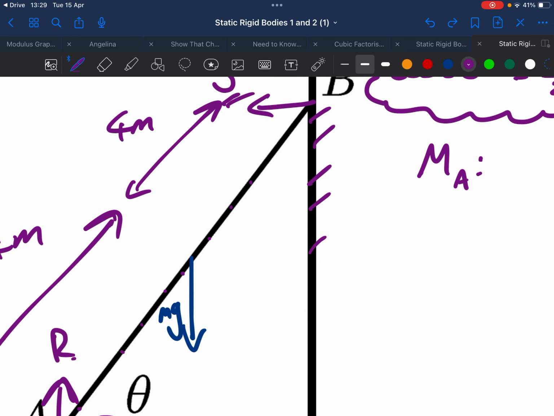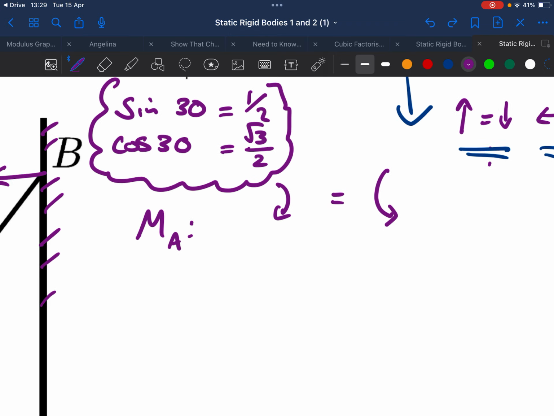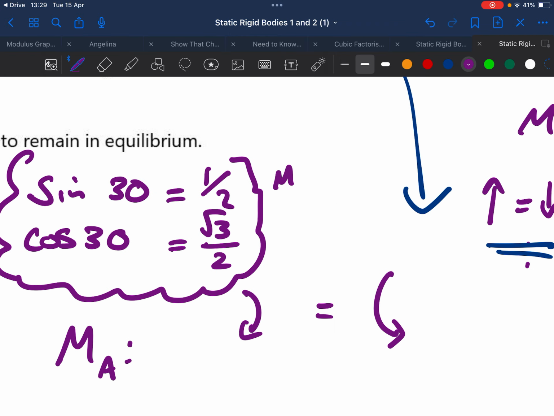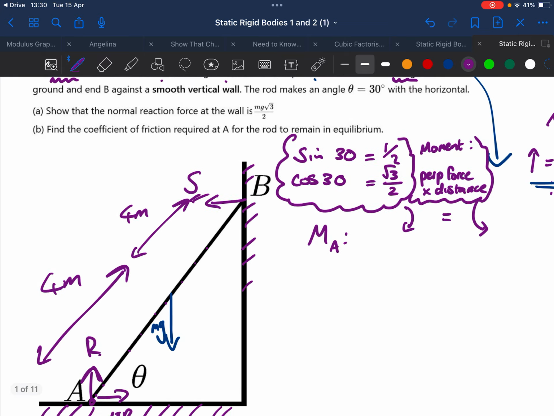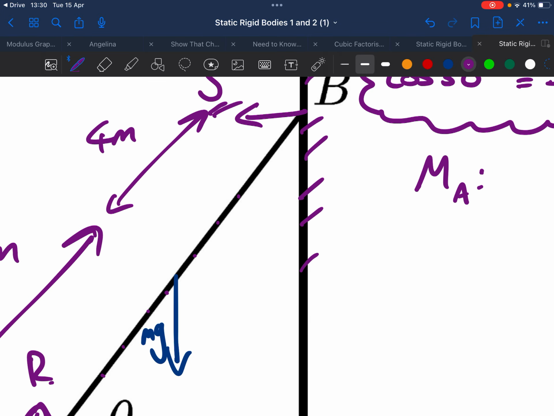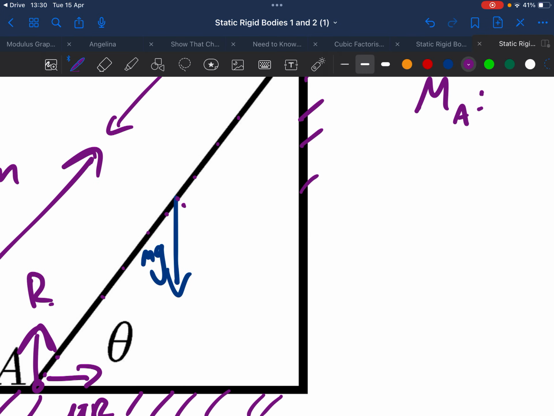And when you do moments, the calculation for a moment is moments are the perpendicular, and this can be perpendicular distance or perpendicular force. I'm going to do perpendicular force times distance. So because I currently don't have that, that requires a little bit more work from me. So what I'm going to do here is I'm going to resolve this force mg. So that's how I could actually resolve it to give me a right angle.